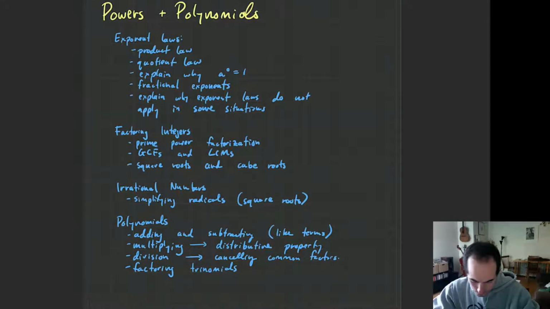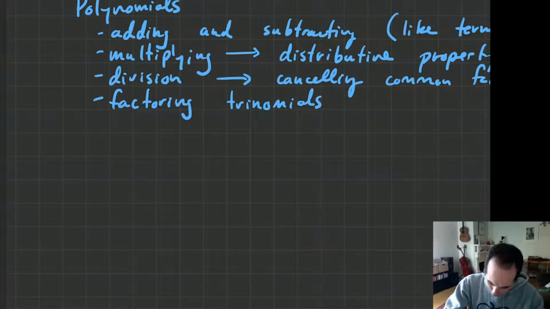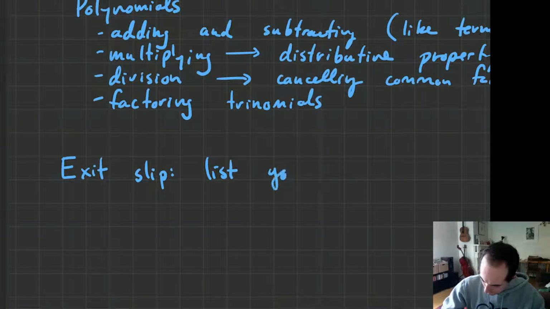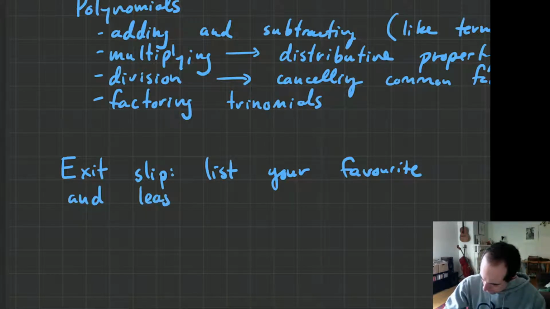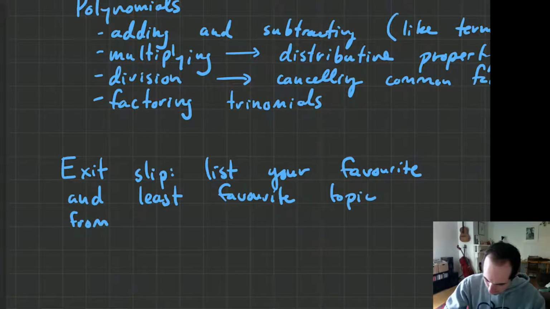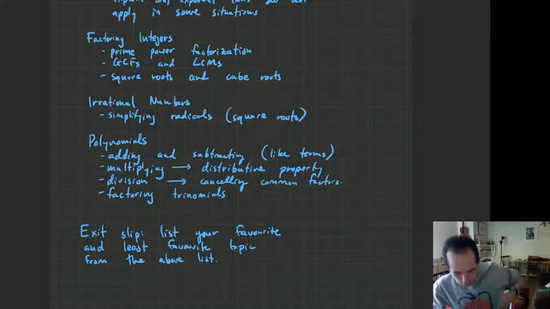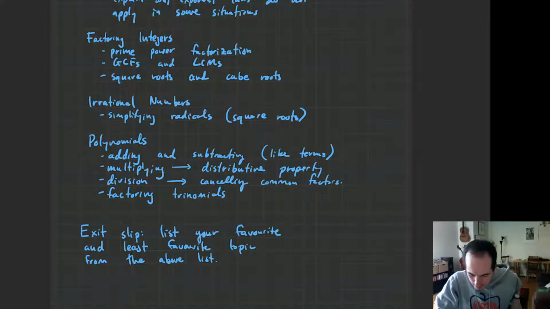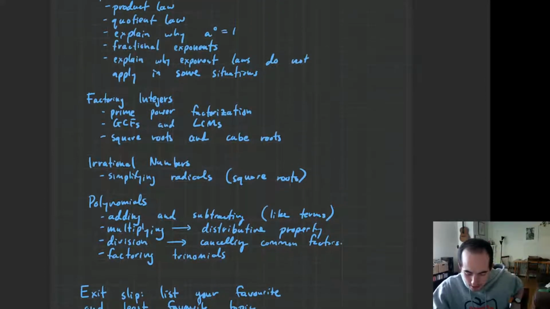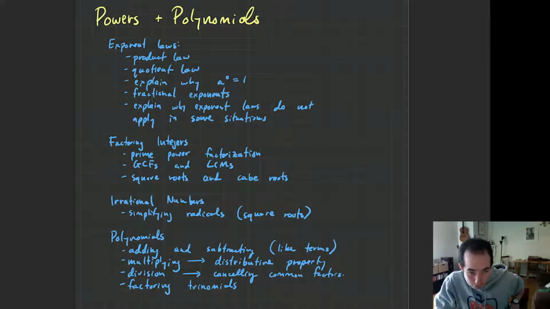So we're gonna end it there for the exit slip today. This is what I'd like you to do. Exit slip. List your favorite and least favorite topic from the above list. Okay? So that's what I want you to do today for your exit slip. Just tell me what your favorite and your least favorite topic from the above list is, and then we'll call it a day. So remember, your assignment is due tonight.